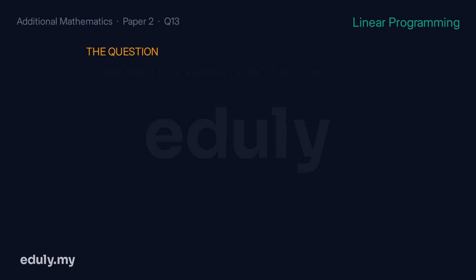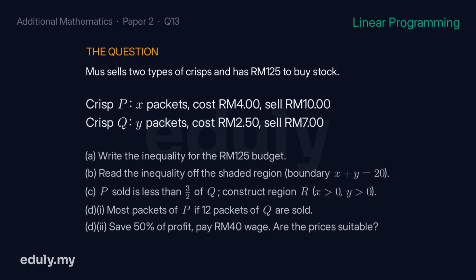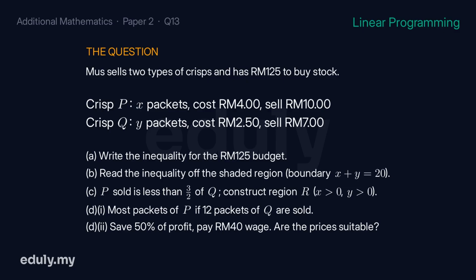Mus is selling two kinds of crisps, P and Q, with 125 ringgit for stock. It's a linear programming question. Turn each rule into a line, shade the region that obeys them all, then read off what we need.